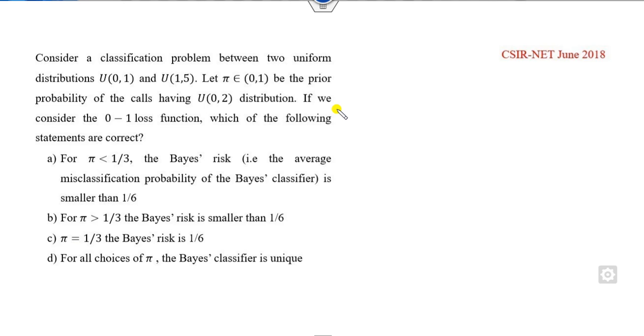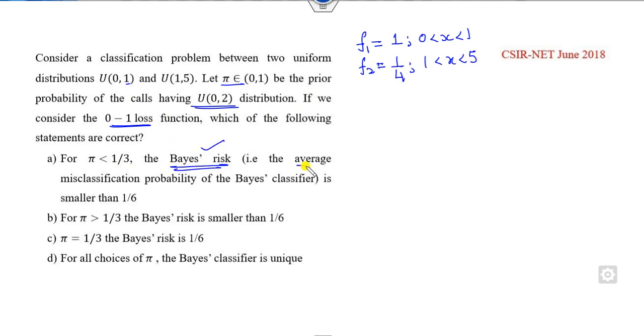Okay, look at another one. Consider a classification problem. F1 you can define as a uniform distribution over the domain here. F2 you can define as 1 over 4 from 1 to 4. Pi is the prior probability of this, 0 to 2. If I consider 0, 1, then the Bayes risk is nothing but the average misclassification probability.